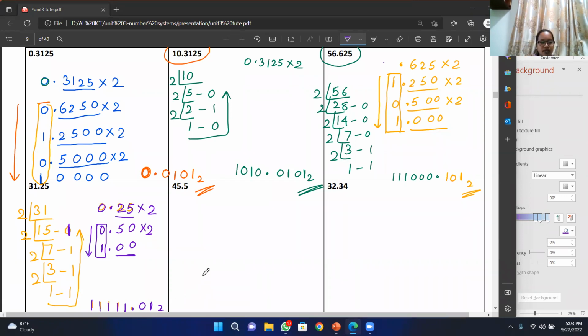Right, the answer is correct. Given in the chat. Next one, 45.5.